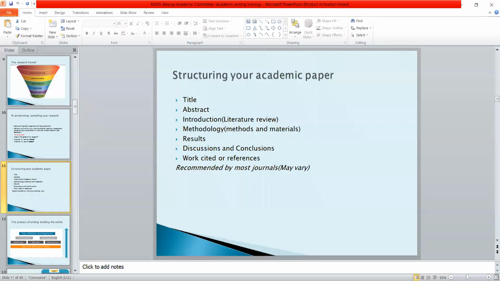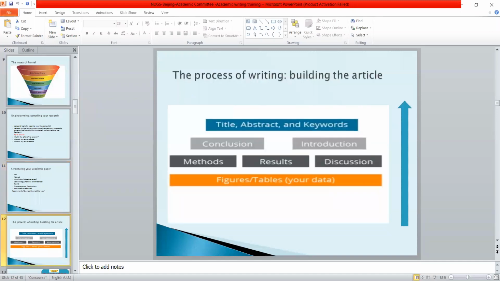Then we have the methodology, we have the results. After you have done your analysis and everything, you present the results and other things. Then you move to another section and you need to discuss the results. Then works cited or references as indicated. Are you okay? Can I move on? Yes, please. Thank you. Okay, so if you have any question, just note it down.